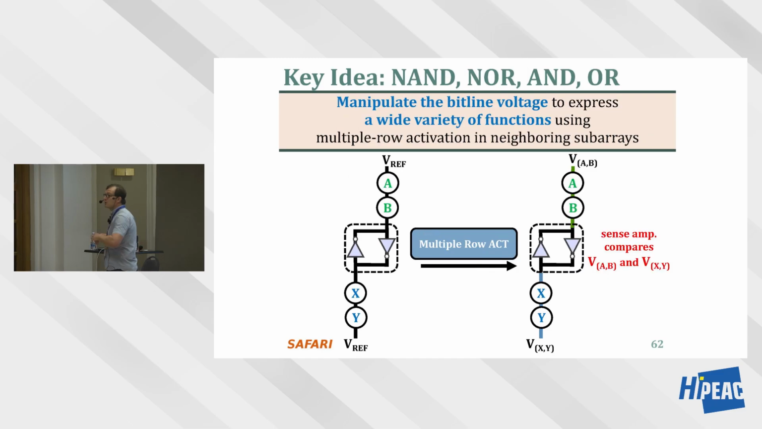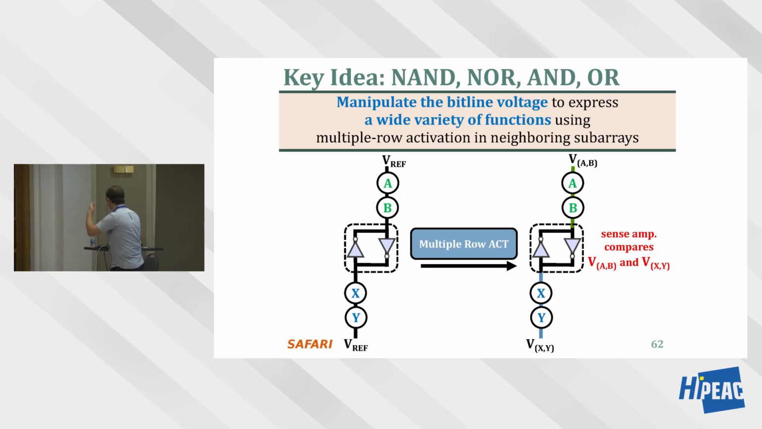Okay, how do you do that? So you can generalize this idea actually. You can manipulate the bit line voltage to express a wide variety of functions using multiple activation in neighboring subarrays. Let's take a look at that. So I'm going to generalize this. This could be generalized to more than 2 rows also. I'm showing you 1 bit per row, but let's take a look at the 2 case.